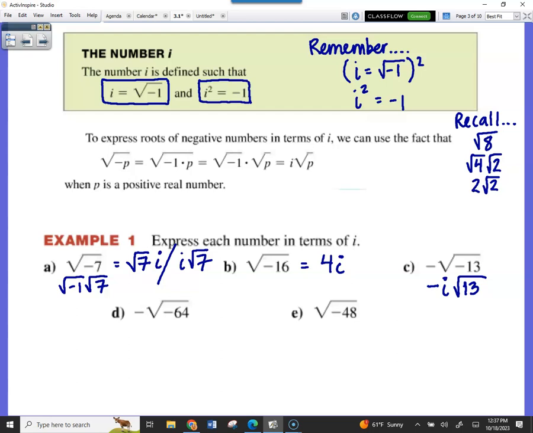All right, D. So this negative comes down. This is going to be an i, but it's perfect, so it's going to be 8i. And it has the negative in the front, so it's -8i.